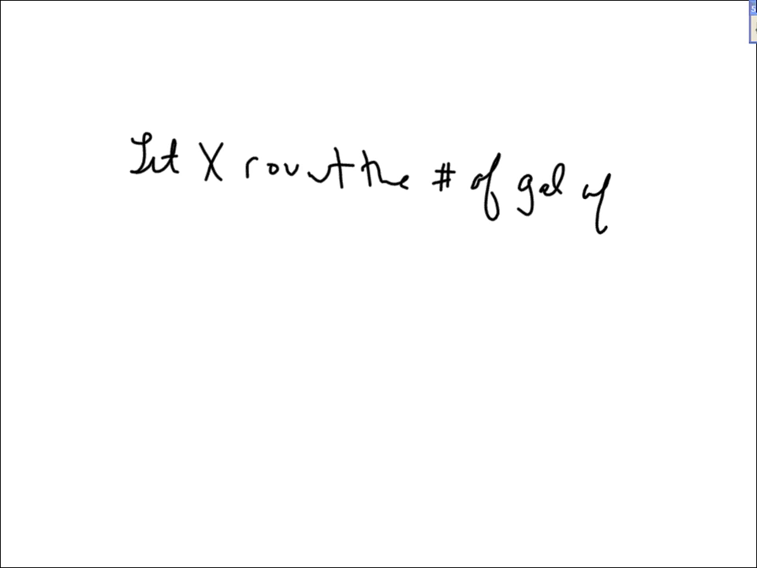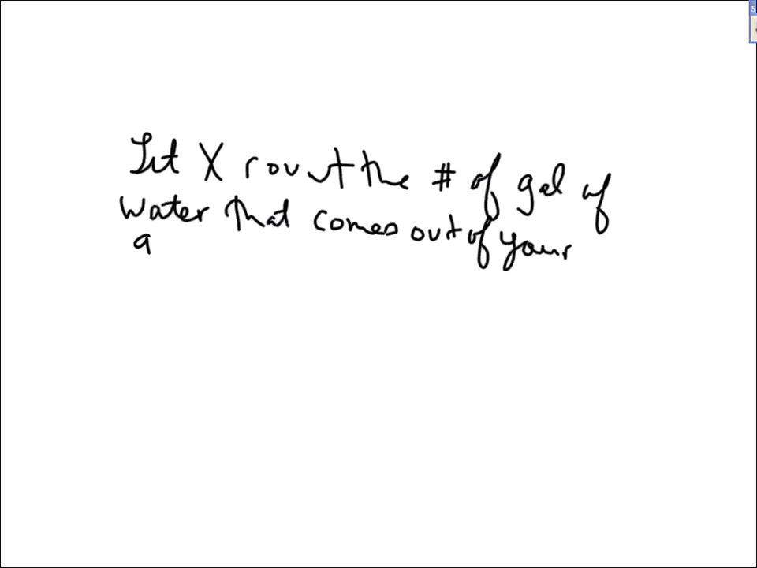Let the random variable count the number of gallons of water that you pour on the ground with your garden hose. Okay, so let's write it down formally. Let X count the number of gallons of water that comes out of your garden hose. Now, is this continuous or is it discrete?